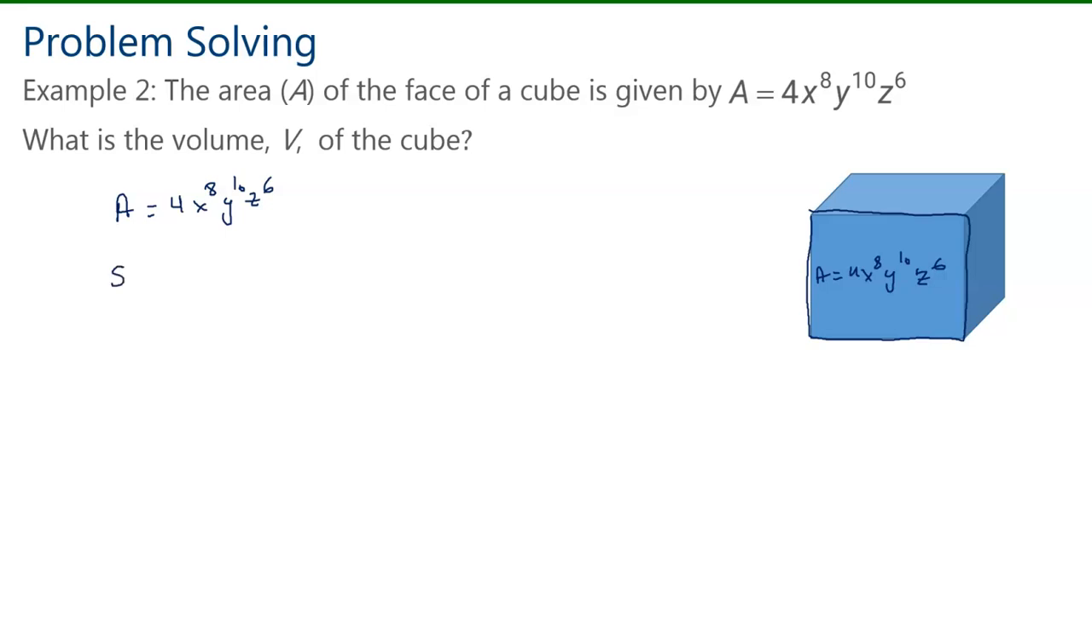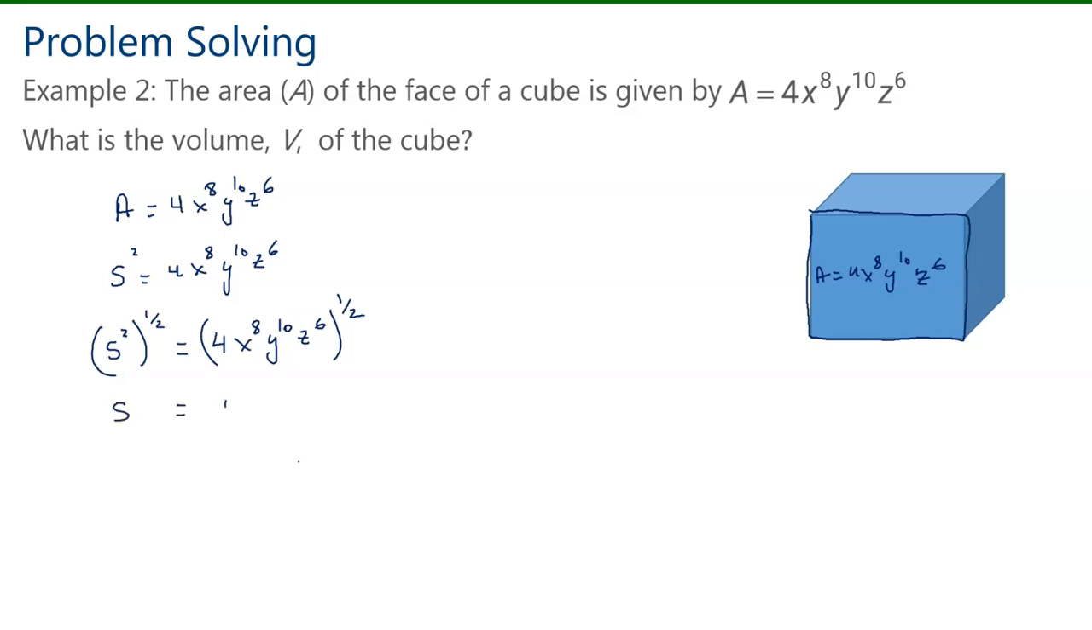So we have the area, which is side squared, is 4x to the 8, y to the 10, z to the 6. So all we did was replace the A with side squared, or s squared. In order to undo the square, we must raise the s squared to the 1/2. But we need to do this to both sides. So 4x to the 8, y to the 10, z to the 6 must all be raised to the exponent 1/2. Now we use our power of a product rule, and of course s squared to the 1/2 is s to the 2 over 2, which is s to the 1, which is s.